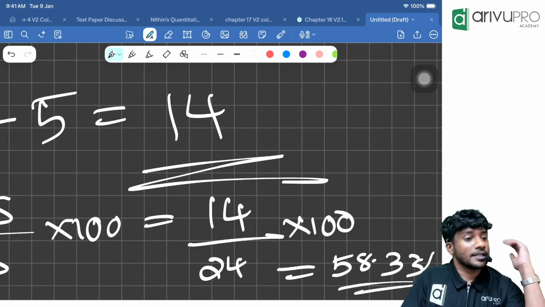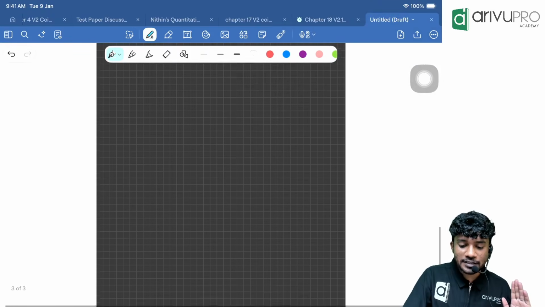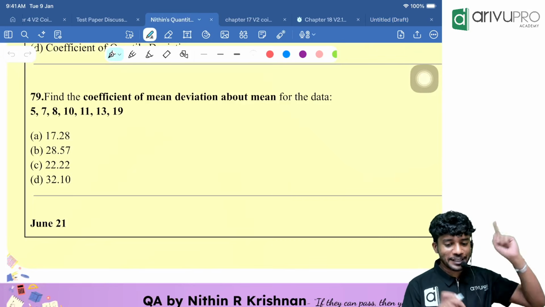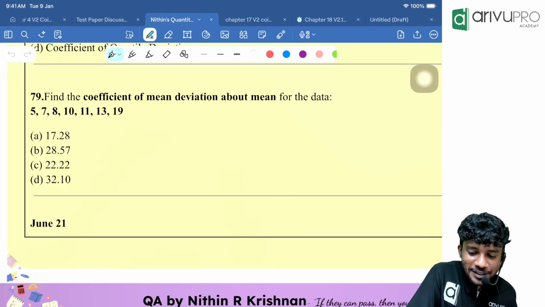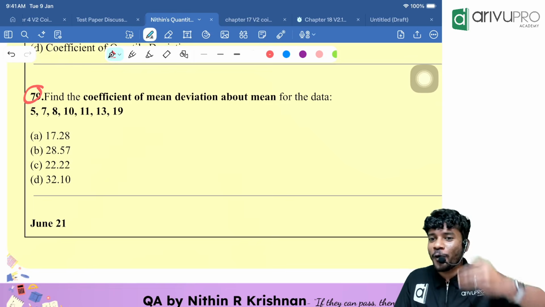50.3333 percentage. Done. So range is completed. After range is done, we have the next question. Find the coefficient of mean deviation about mean. That was your previous year question, and we will use that question to solve all these things.